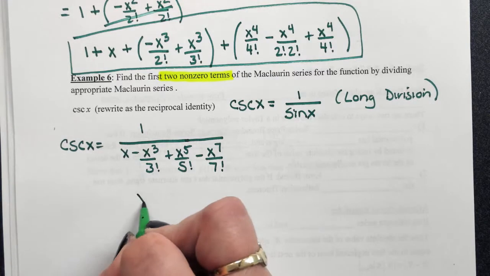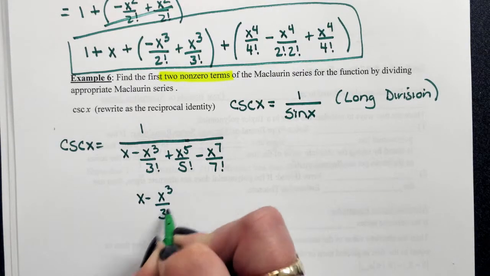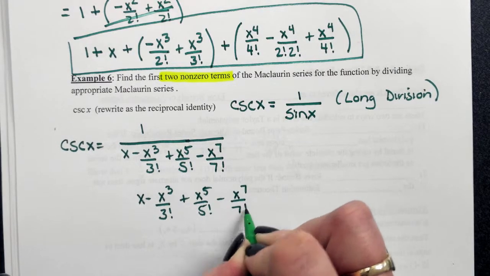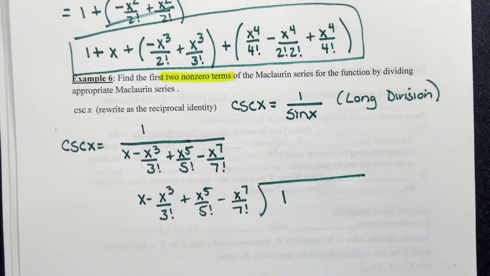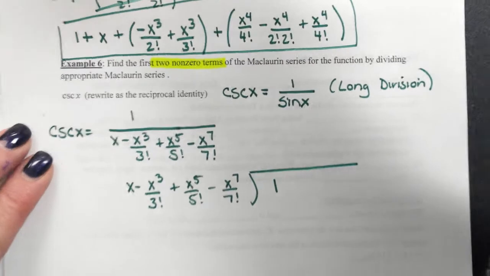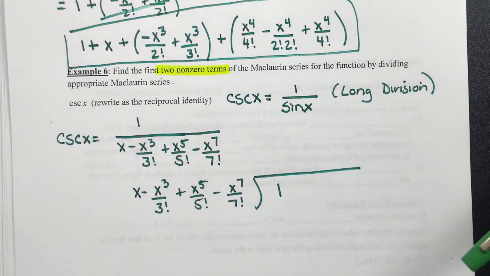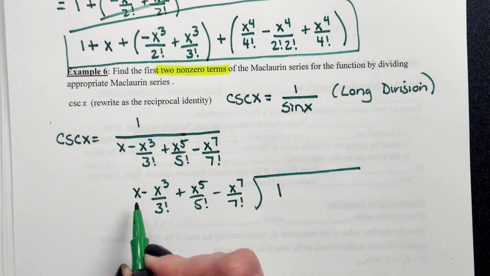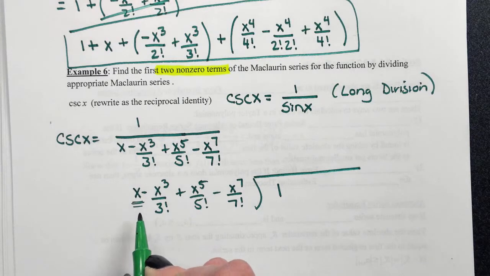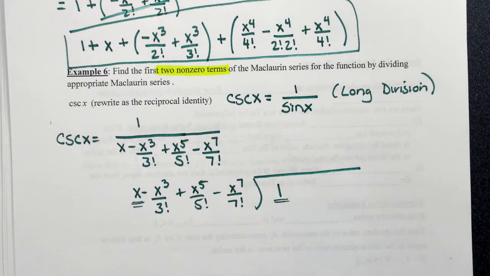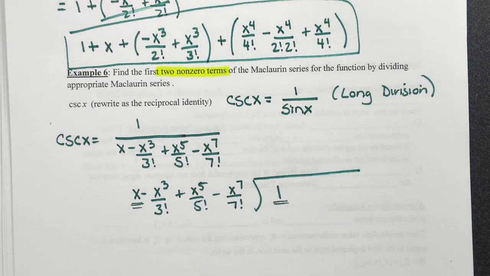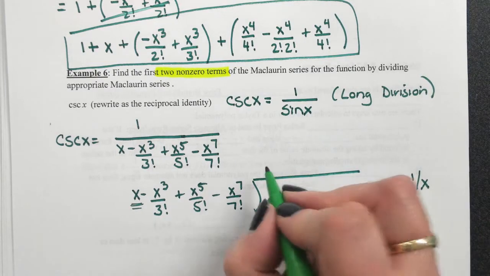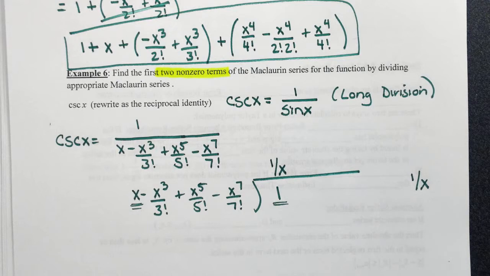So now what I'm going to do is I'm going to take x minus x to the third over 3 factorial plus x to the fifth over 5 factorial minus x to the seventh over 7 factorial. And again, I'm going to divide it into 1. So now remember the way long division works, it doesn't matter how ugly it is, you always work with the first term. You're going to take the first term, divide it into the first term underneath of the division symbol. So I'm going to take 1 and divide it by x. I can't simplify that, so that is your first term of this particular Maclaurin.